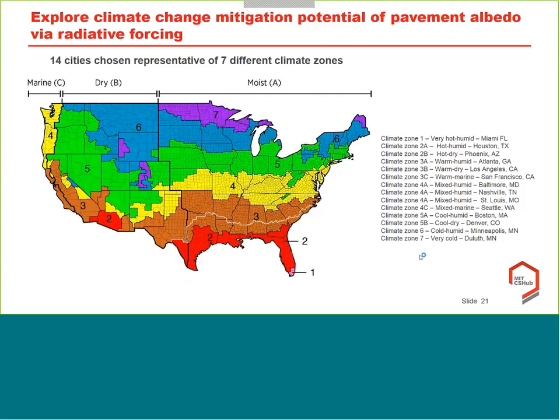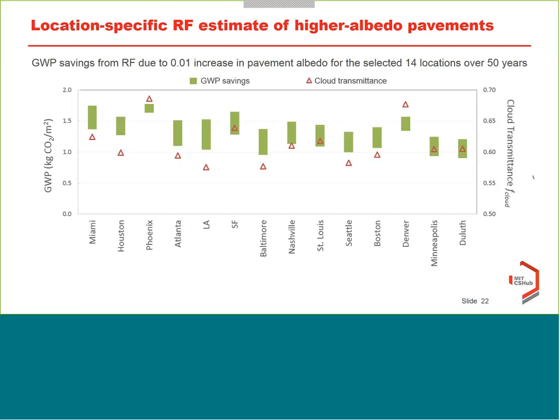What's interesting is that, as you'll see right here, this is showing some of the results, and this is showing the global warming potential savings from radiative forcing due to a 0.01 increase in pavement albedo per meter squared over 50 years, okay? And so we just choose the 0.01 as a normalization, right? Just to say this is a linear effect, so if you're doing 0.2, you just multiply this by 20 to get the absolute number, okay?